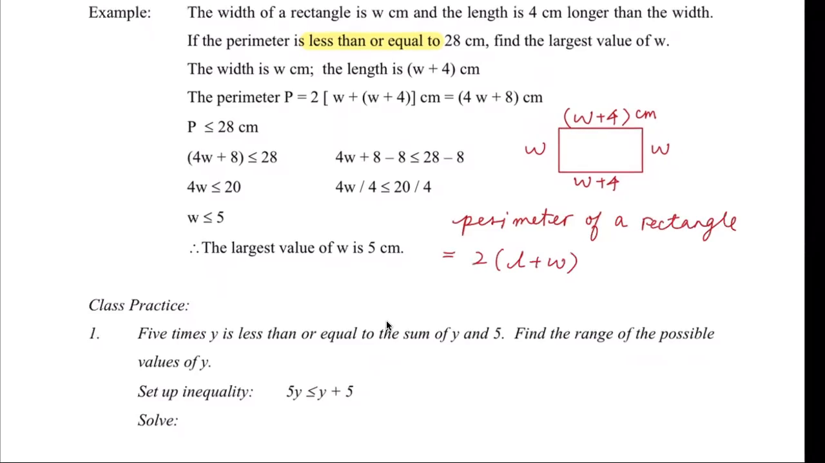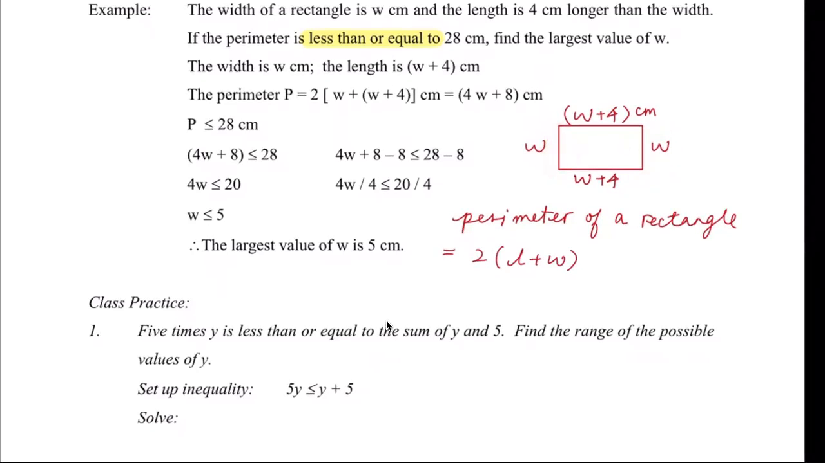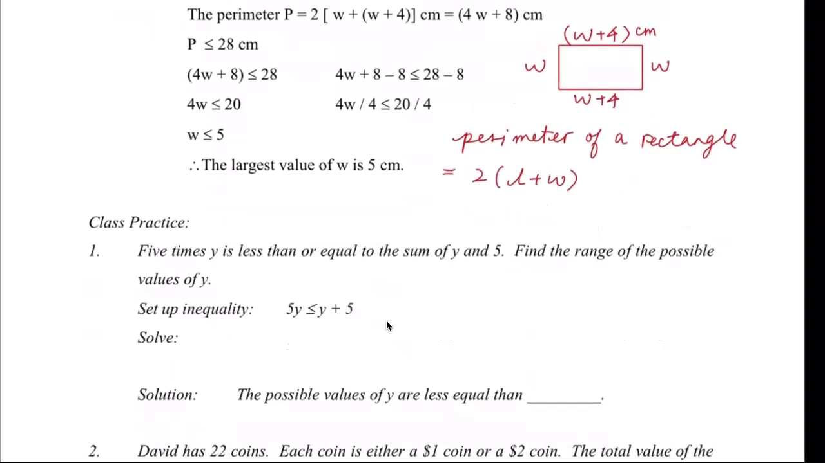Because we have this is width, this is also width, this is length, this is also length. So we have 2 widths and 2 lengths. When we calculate the perimeter of a rectangle, this is the formula: 2 times length plus width. And we know that this is smaller than or equal to 28 centimeters.